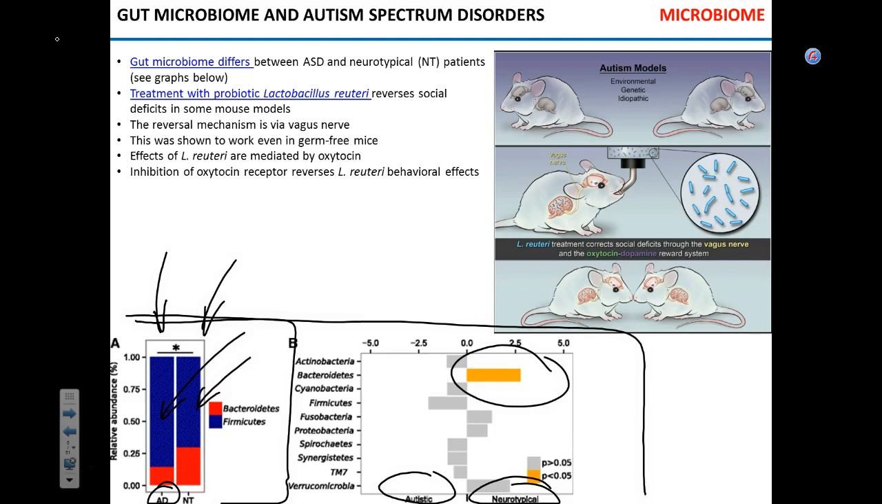So, cool, I suppose. Are you going to feed them bacteroidetes? Which is not feasible, to be honest, because bacteroidetes are obligate anaerobes. I have no idea how you can do that. So, again, cool.